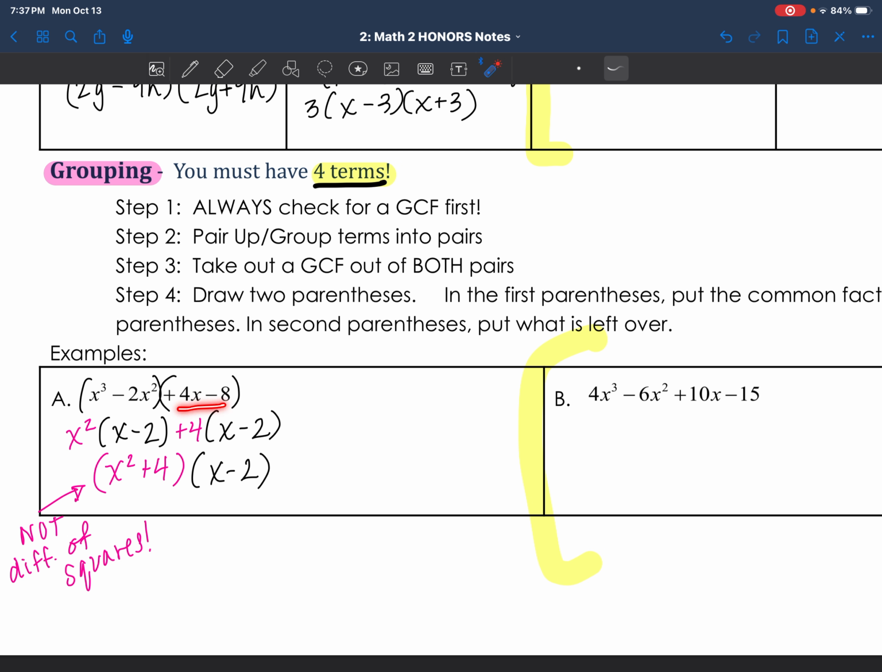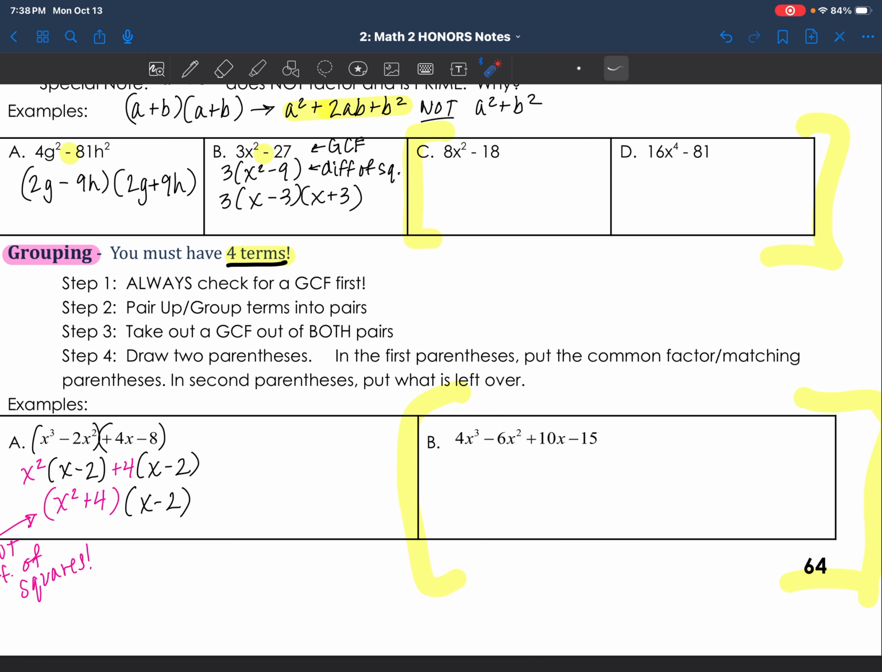And now we're coming over to here. Well, the GCF is 4, positive 4, and we're left with x minus 2. Now we're going to take whatever is the GCF and put it together, and then whatever was in the parentheses, we're going to put it together here. Now notice this is not a difference of squares because it's got a plus sign in the middle. So this is as low as you can go.